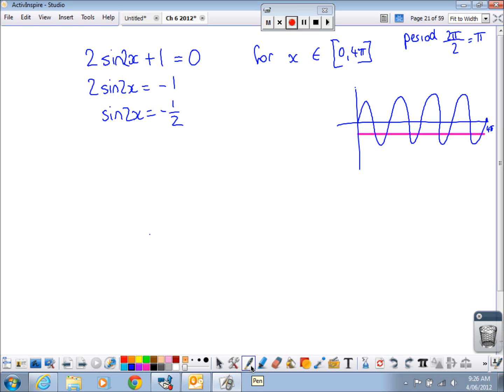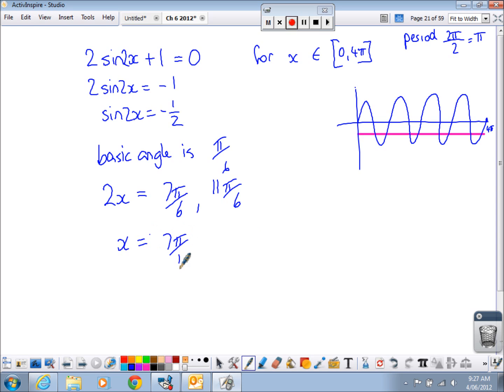Okay, so now we're ready to start. First question we ask ourselves, ignoring the negative, sine of what equals half? So sine of pi on 6. So our basic angle is pi on 6. Which quadrants are we in? Sine is negative in the third and fourth quadrants. So we need our angles of symmetry with pi on 6 in the third and fourth quadrants. So 2x equals, well in the third it's 7 pi on 6, and in the fourth it's 11 pi on 6. So undoing that now, we get 7 pi on 12 and 11 pi on 12. So we've got our first two solutions, here and here.